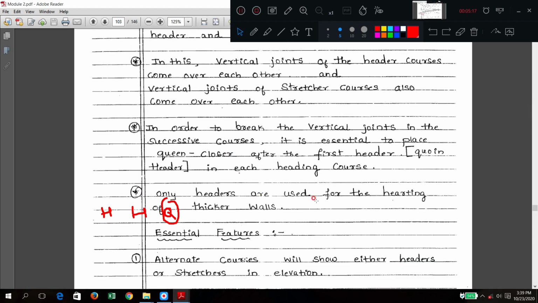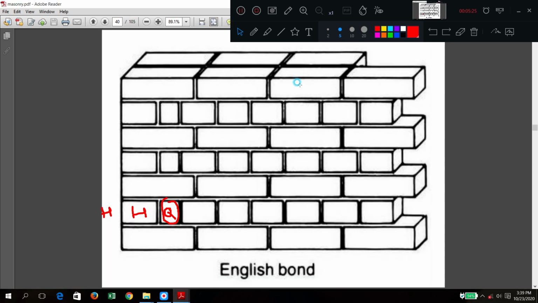So only headers are used for hearting. Hearting means, when you consider the thickness, if it is very large, at that time you should only use headers. Only use headers. That is the meaning. Okay. So if it is very thick, you should use only headers in the center portion. Hearting is nothing but the center portion.